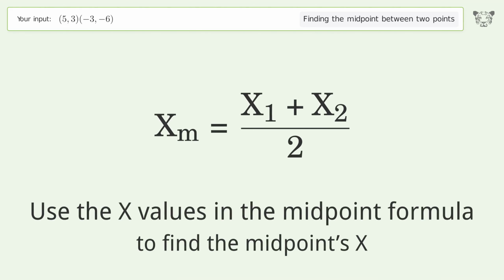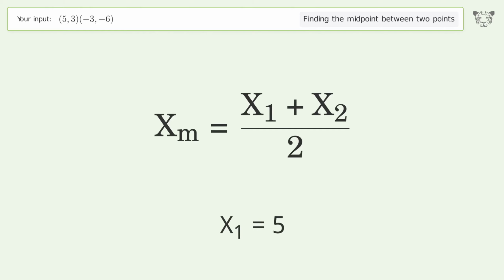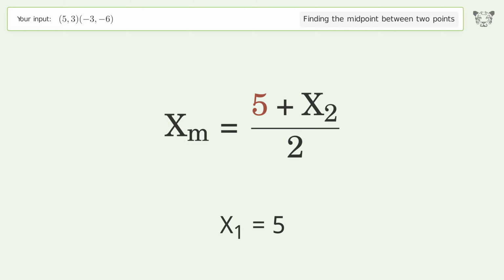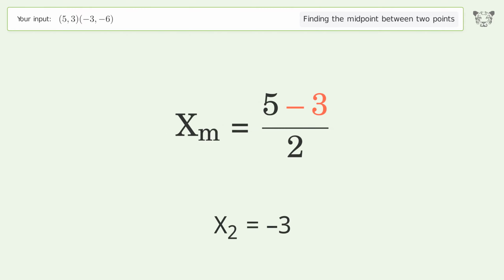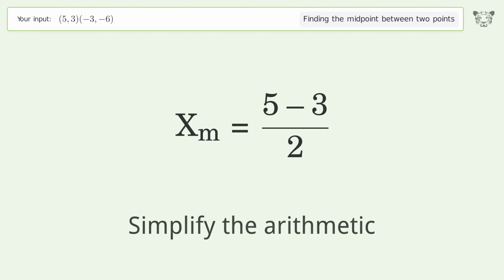Use the x values in the midpoint formula to find the midpoint's x. x1 equals 5. x2 equals negative 3. Simplify the arithmetic.